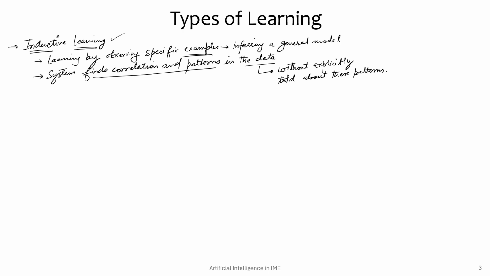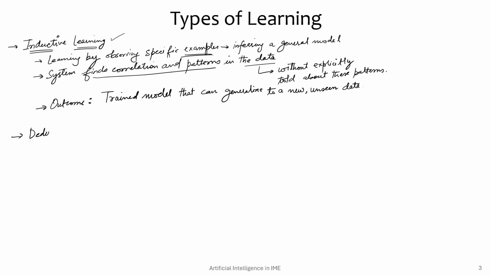The outcome of these learning systems is that we get a trained model that can generalize to new, unseen data. Now let's understand what is deductive learning. These are the two major branches of learning in AI.